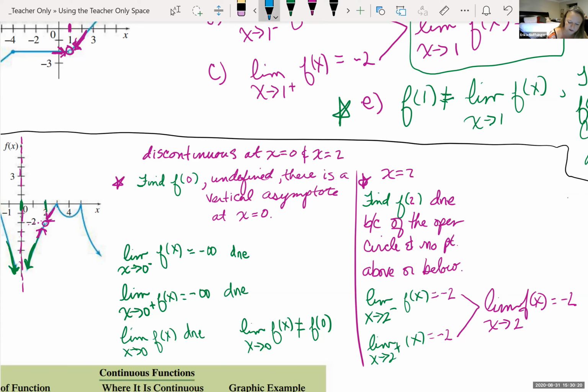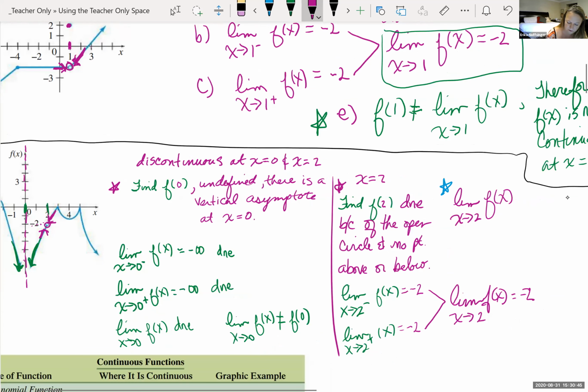So another stipulation that doesn't hold with the rules of continuity is that this limit here, as x approaches 2, is negative 2, which is not the same thing as f of 2, which we said was undefined. So the limit as x approaches 2 of f of x does not equal f of 2.